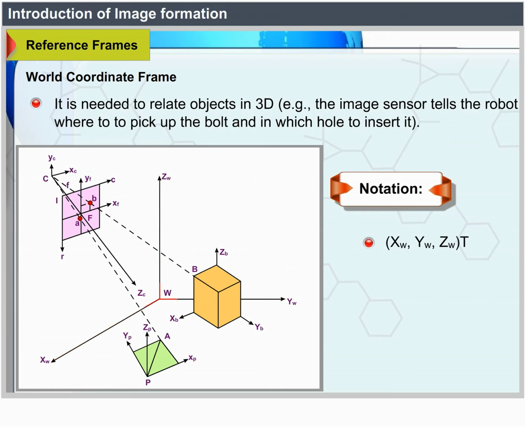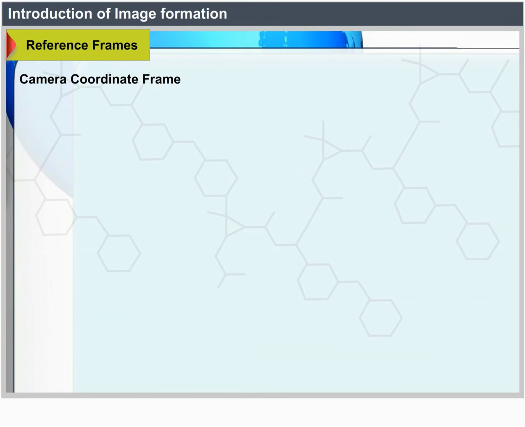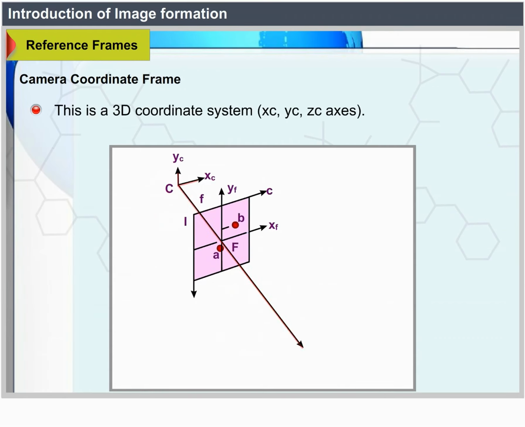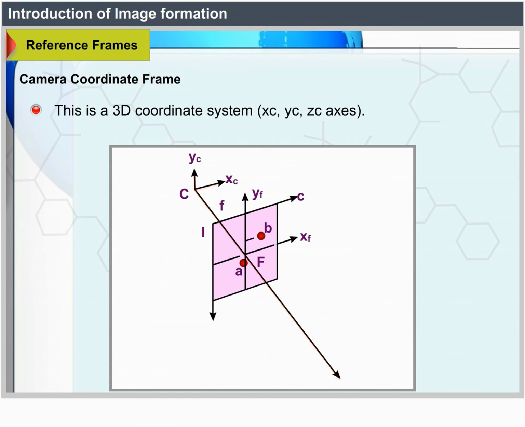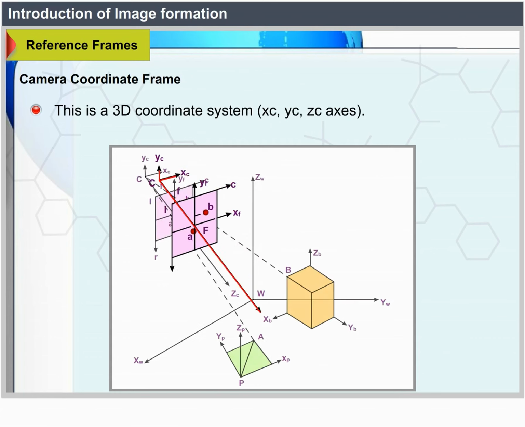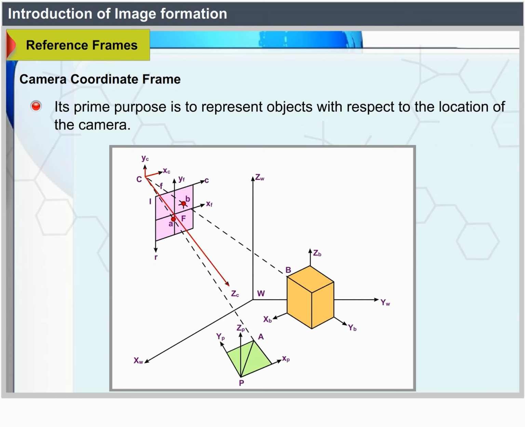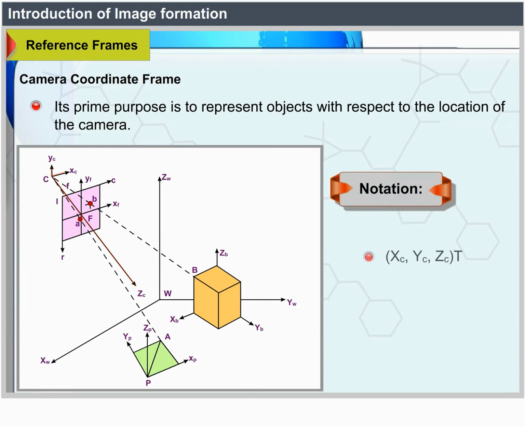Camera coordinate frame. This is a 3D coordinate system with xc, yc, zc axes. Its purpose is to represent objects with respect to the location of the camera. Notation: (xc, yc, zc)ᵀ.